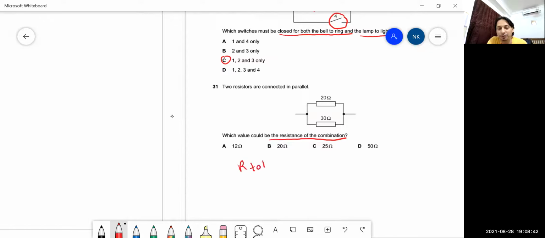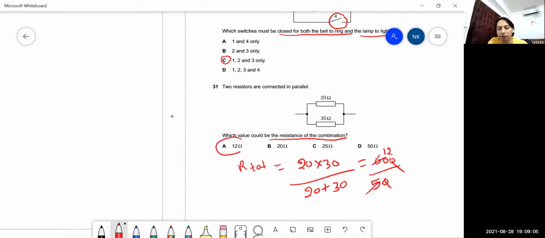Now students, I have discussed with you how to find the equation. You try by yourself, children. 20 into 30 divided by 20 plus 30, that is the equation you have to use. So 20 into 30 is 600, divided by 30 plus 20, that is 50. If you do further calculation, this cancels, and if you use a calculator, you will find this is 12 ohm. You can even see that this 12 is less than 20 also.